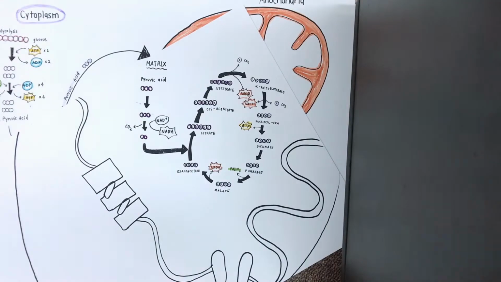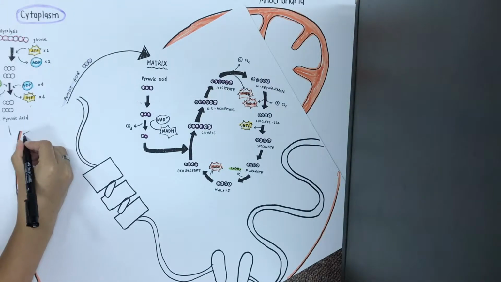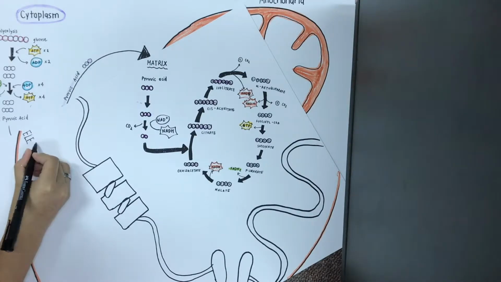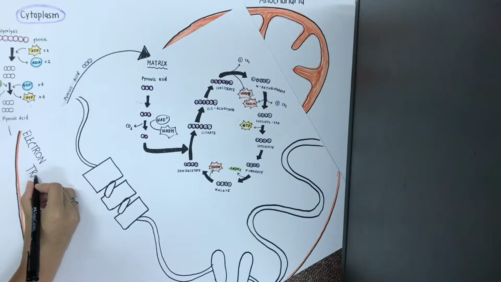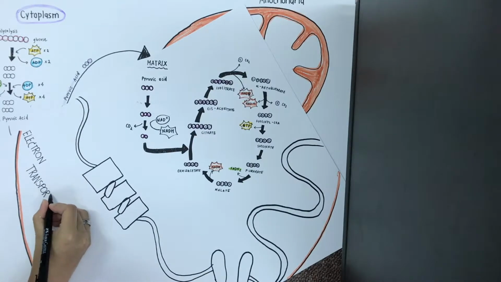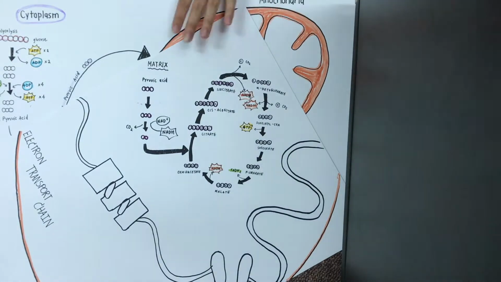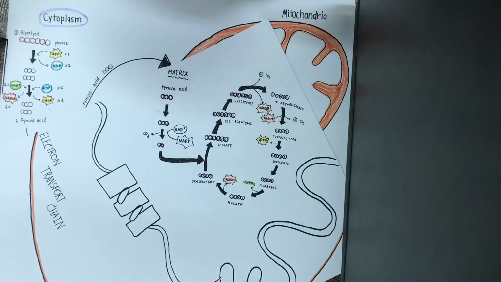This is the last step of cellular respiration, which is the electron transport chain and chemiosmosis. In eukaryotes, the electron transport chain contains a series of electron carriers that are located in the inner membrane of the mitochondria. And in prokaryotes, it is in the membrane. Both of them have the same goal, that is to generate ATP.